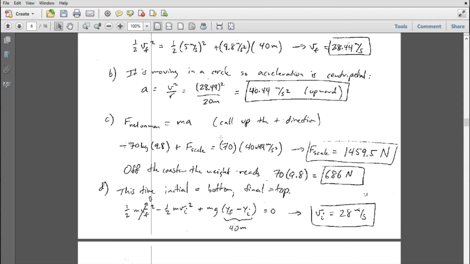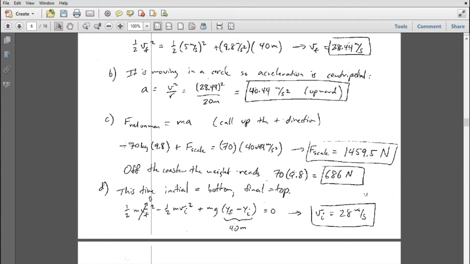That's equal to the mass of the man times the acceleration, which is v squared over r, and we already calculated that. So we can just plug in the number that we got above in b and solve for the scale force. The scale force is how hard the scale is pushing up on the man. The man then is pushing down on the scale with an equal and opposite force, and that's what the scale is supposed to read. It reads 1,459.5 newtons.